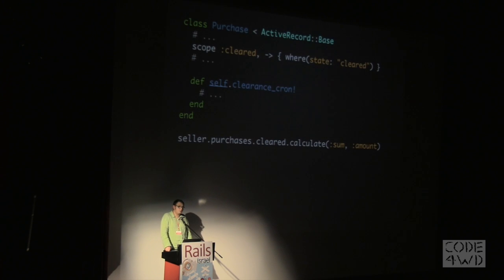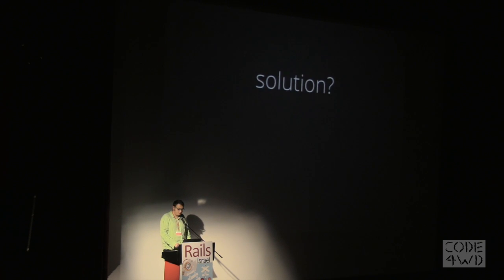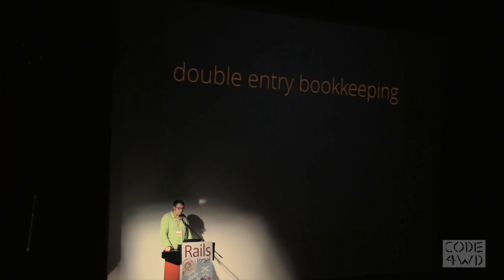We can theoretically support this clearance in our old model. We just need to add some clearance cron that will go and identify if this particular purchase should be cleared or not, and add some new scope cleared, and it would be more or less cool. But what are we going to do if we have a few sellers per one order? Do we have any solution? Yes, we do. It's called double entry bookkeeping.